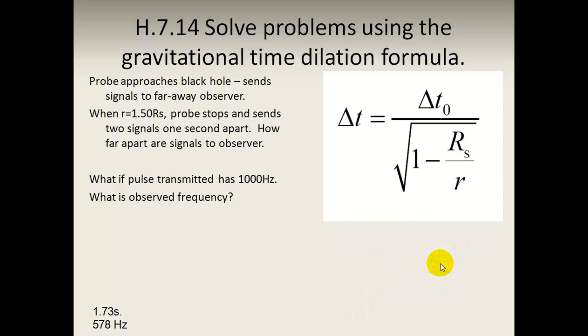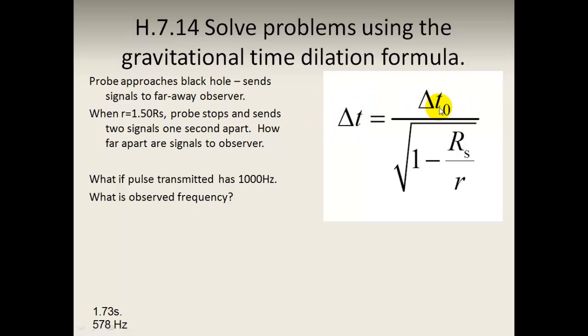How do we do this? Well, we know we have 1,000 Hertz. We change this 1,000 Hertz to what is the time interval between each wave. And we do the same thing here. We have to work out what is the time interval here when that's 1,000 Hertz, and then find out what the time interval is here, and then convert that back into frequency.